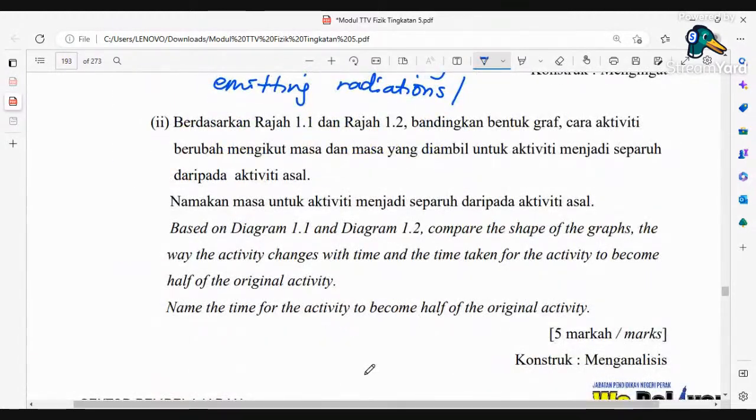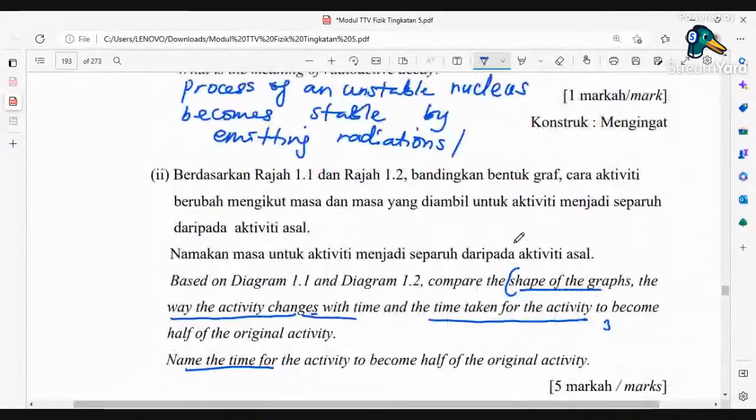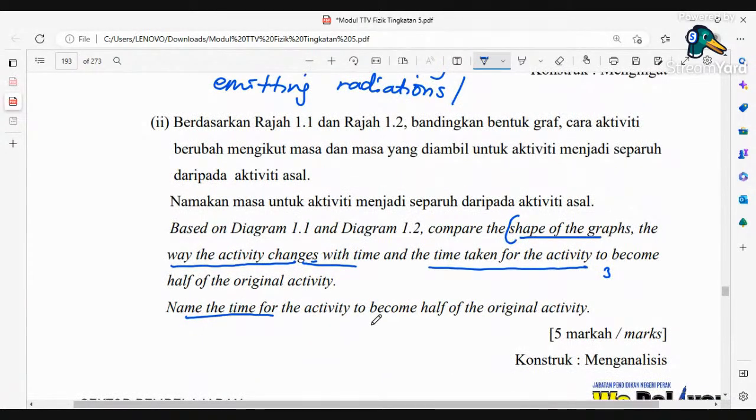Okay, based on the diagram, compare the shape, the way the activity changes with time, and the time taken for the activity to become half of the original activity. So here there are 3 marks. Name the time for the activity to become half. We compare the shape, the way it changes with time, and the time taken to become half of the original activity. 5 marks.